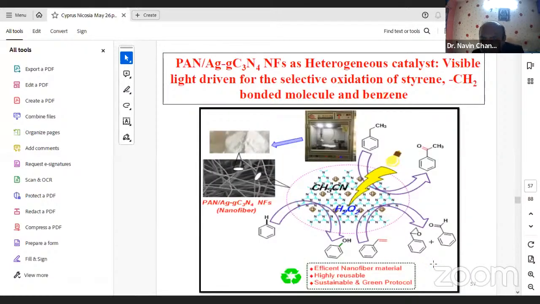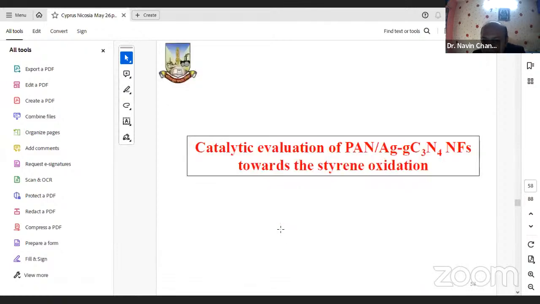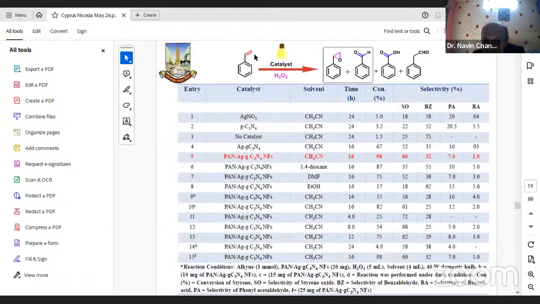We have done this heterogeneous catalyst for visible light driven selective oxidation. This is oxidation of styrene, a CH2 bonded molecule, and benzene. Initially, we go with the styrene oxidation. This is the styrene, simple light being used and the catalyst is nothing but the PAN AGG C3N4 nanofibers and H2O2 as the oxidizing agent, H2O2 hydrogen peroxide.